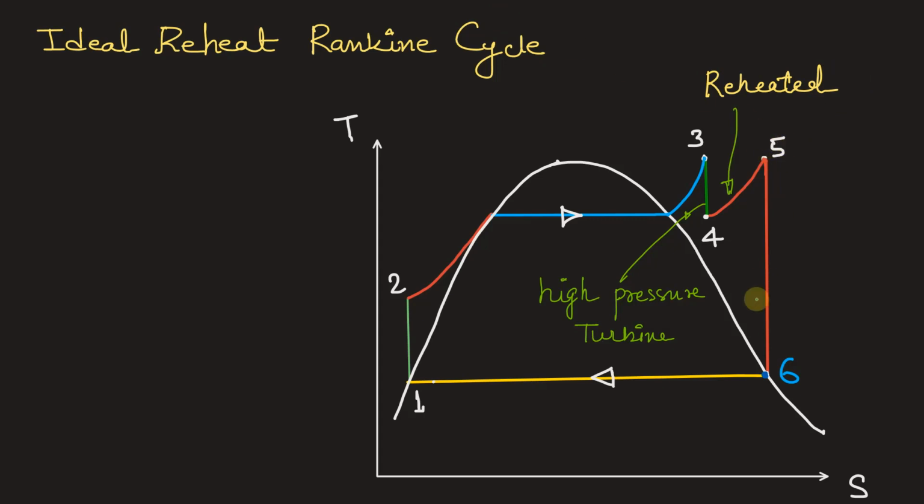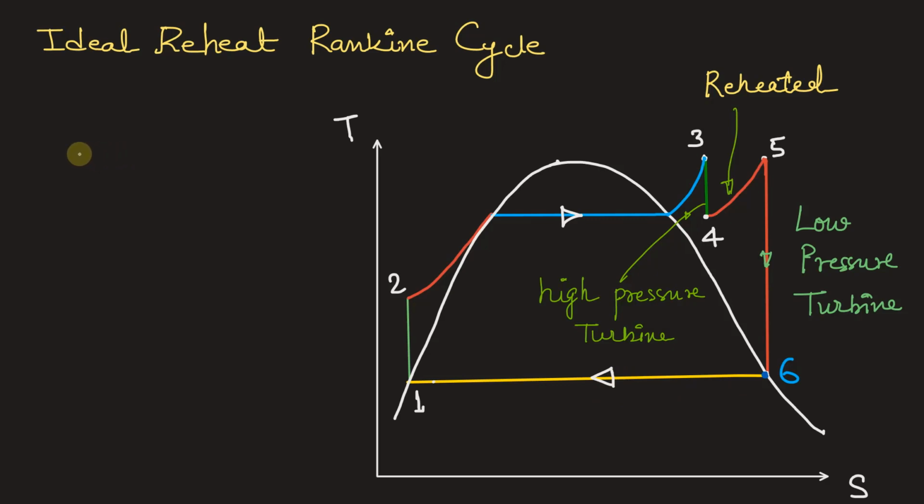And from process 5 to 6, we have another turbine, the low pressure turbine. And of course from process 1 to 2 we have the pump. In between 2 to 3 we have the boiler where the steam is heated, and between 6 to 1 there is a condenser where the steam from the exit of the turbine is converted to saturated liquid.